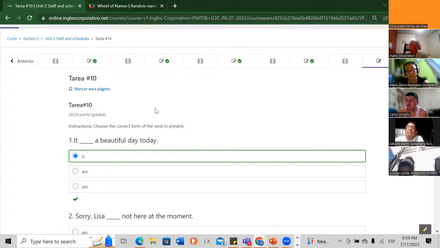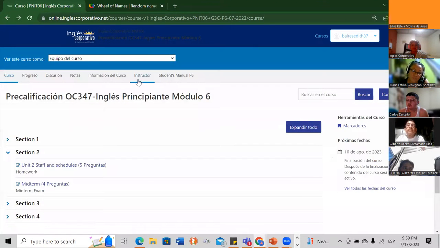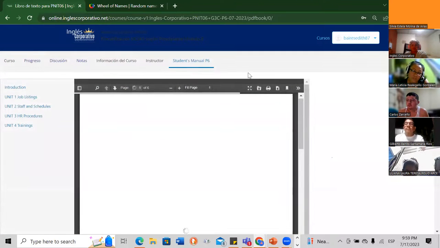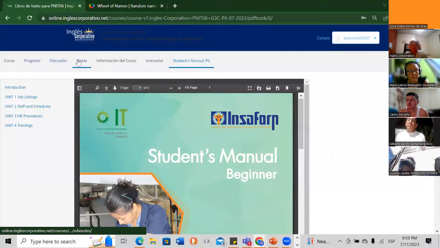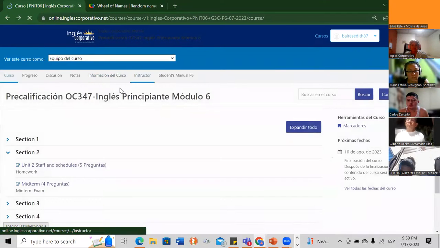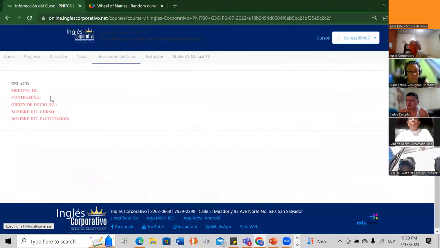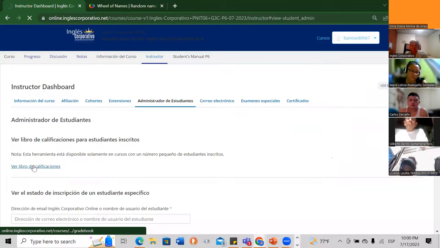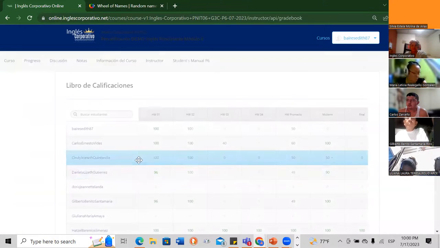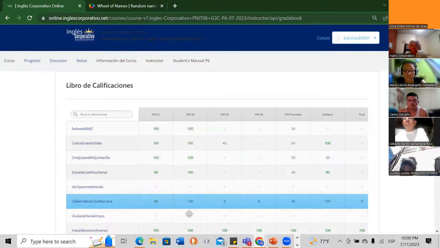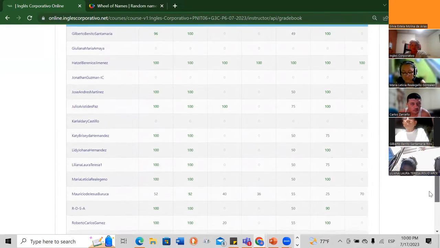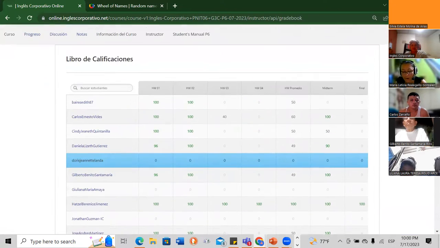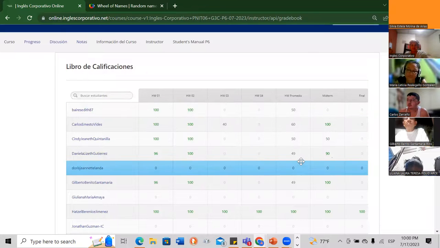It means that we are done with unit 2. So for tomorrow, I'm going to check again. I want to know that you already completed the midterm exam. Because that is really important that you complete the midterm exam. Okay, I can see 100%. Thank you so much. Very good. Good job. Tomorrow, I hope that you have completed the midterm exam.